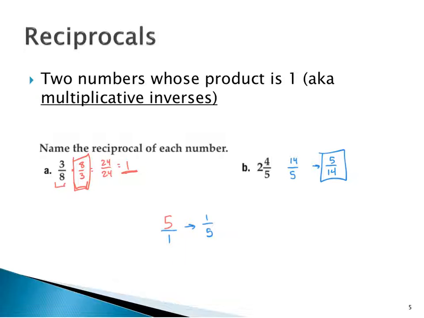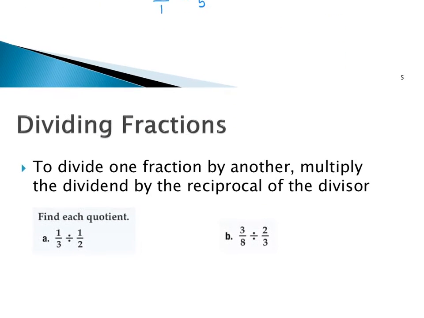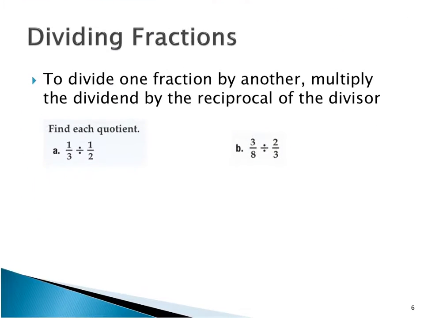So in my problem, I turned it into an improper fraction first. It has to be an improper fraction. And then I found my reciprocal, which was 5 over 14. Always make sure if ever you have a proper fraction that you turn it into an improper fraction. Otherwise, it won't work.